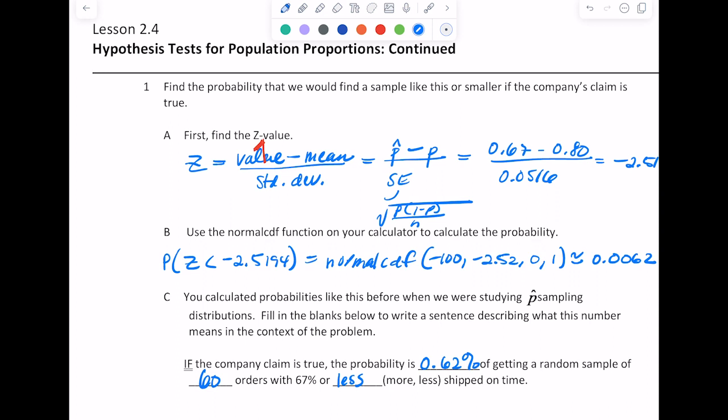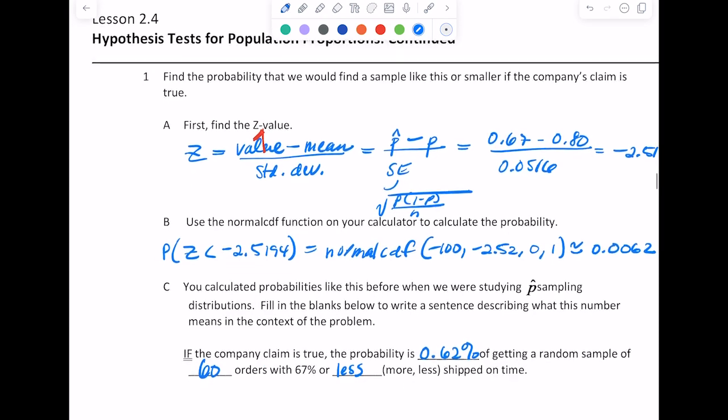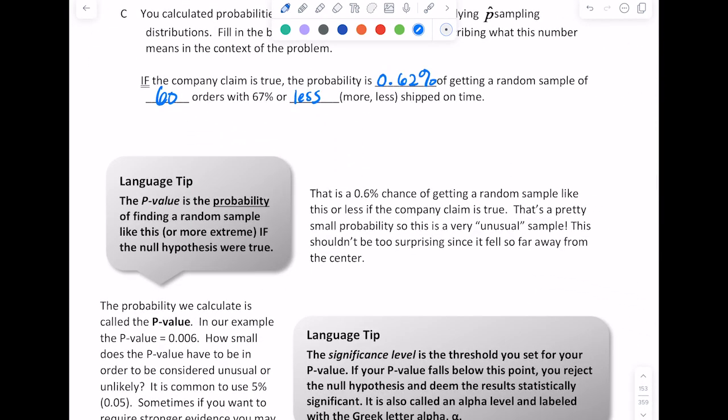So if our claim was true, there's less than 1% chance of getting a random sample of 60 orders with 67% or less shipped on time. In other words, there's a 0.62% chance of getting a random sample like this or less if the company's claim is true. Less than 1%, right? So if someone told you the chances of this happening are less than 1%, that means it's very rare or unusual, right? Which isn't surprising because we found our z-score to be negative 2.5. It was more than 2 standard deviations below average.